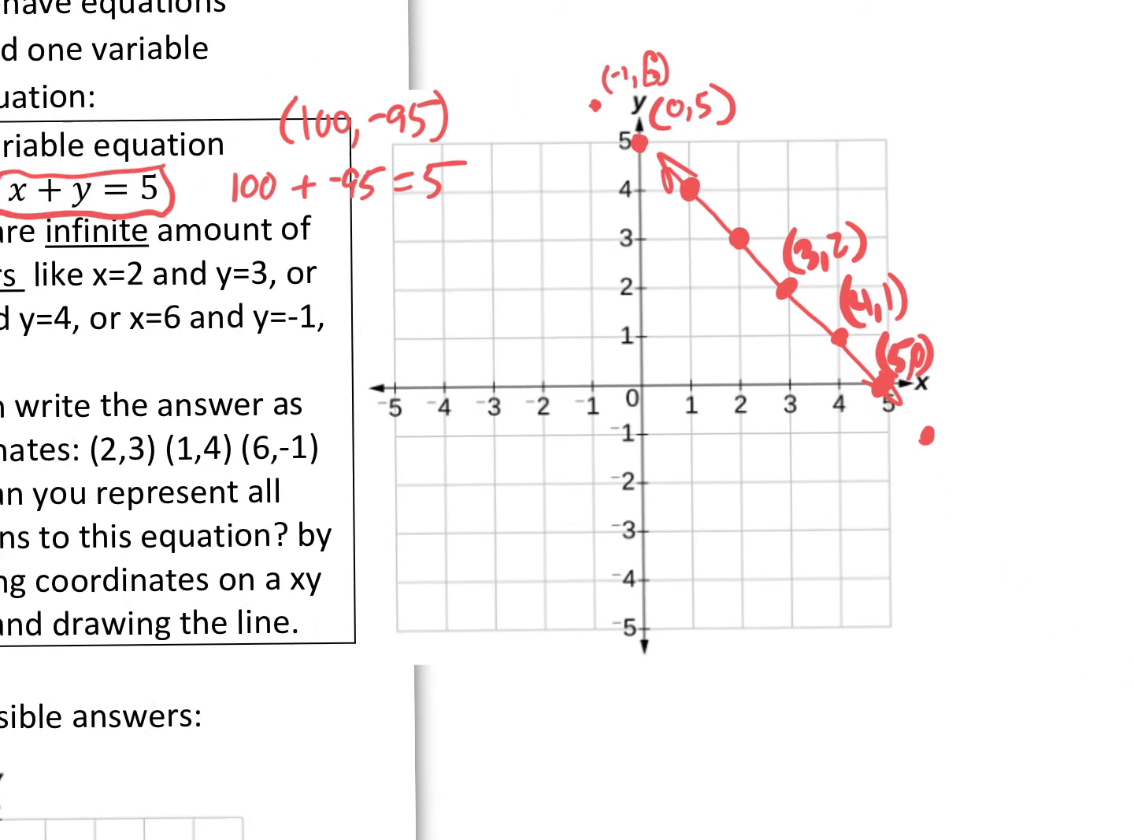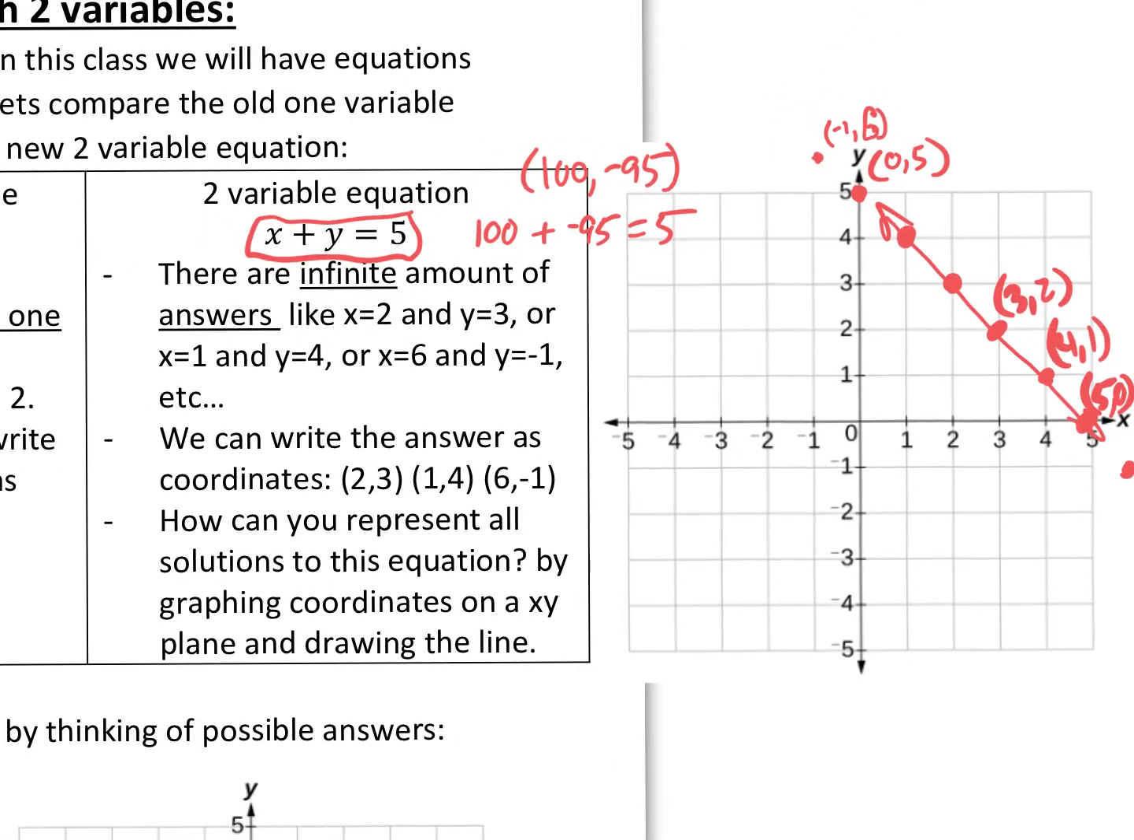Okay, but I hope we start understanding that by graphing coordinates and then drawing a line through it and putting arrows on it, we have a line that technically represents the infinite amount of answers that exist to this two-variable equation. Okay. Now this may be a lot for you to take in right now. You may have to watch this video a couple of times for it to make more sense.